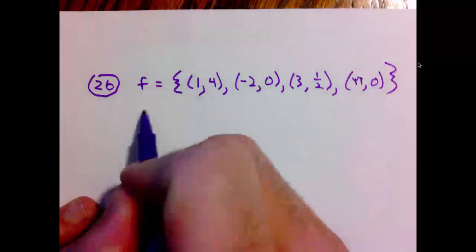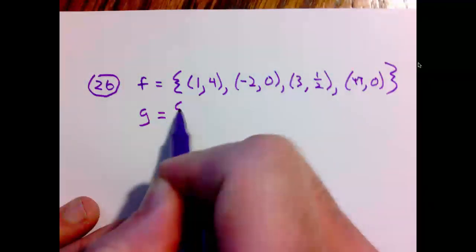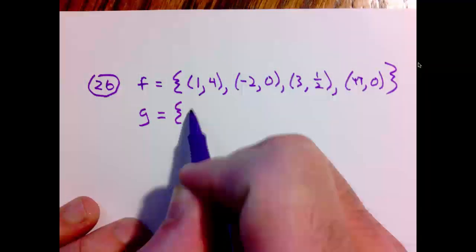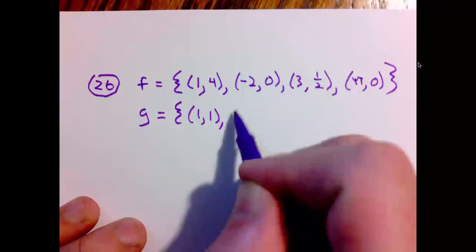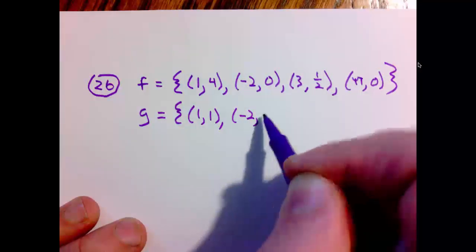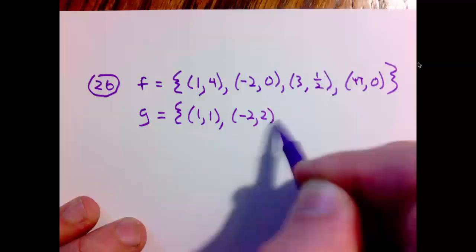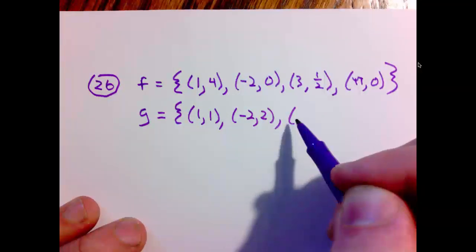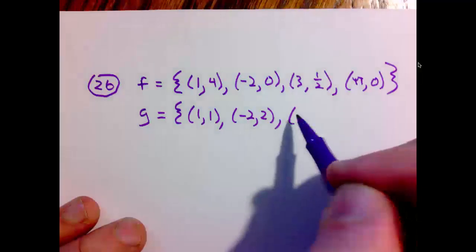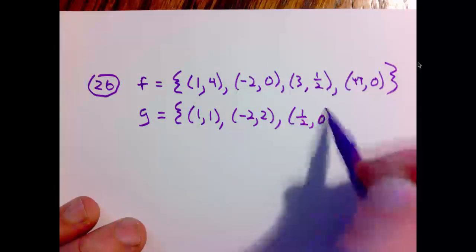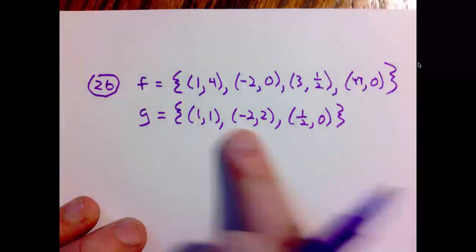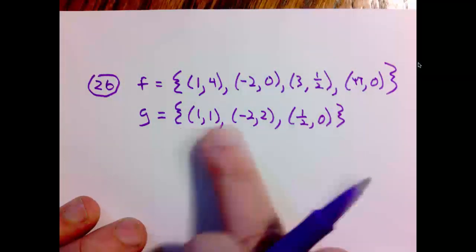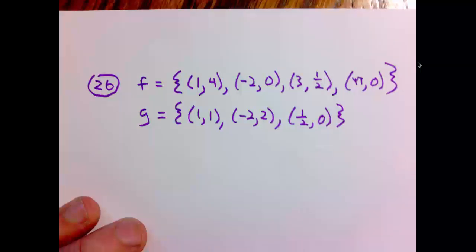And they define g to be 1 pairs with 1, negative 2 pairs with 2, and 1/2 pairs with 0. Again, g is a function. We have 1, negative 2, and 1/2. No repeated x's. Each x pairs with only one y. Both f and g are functions.